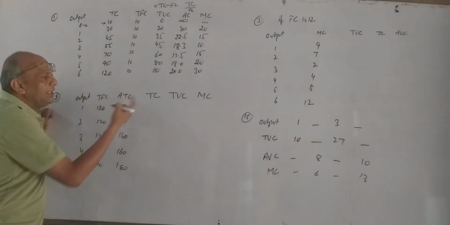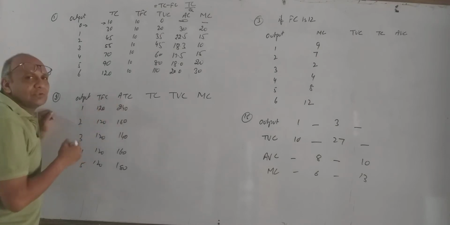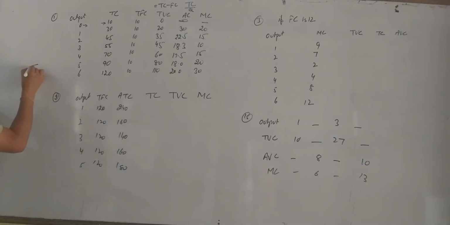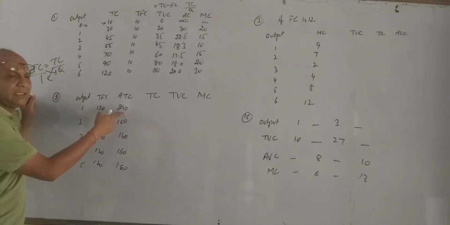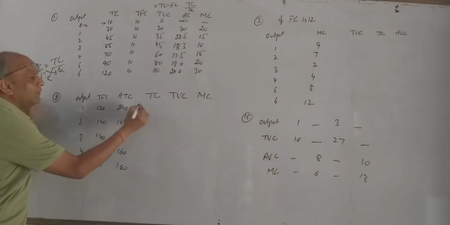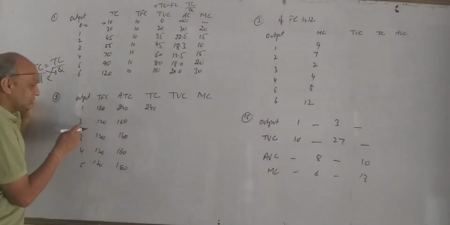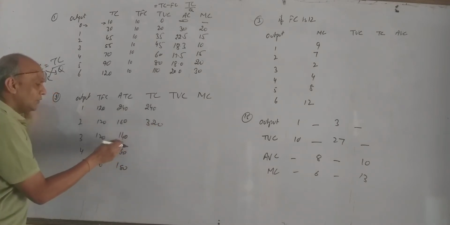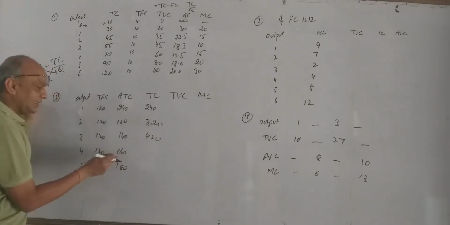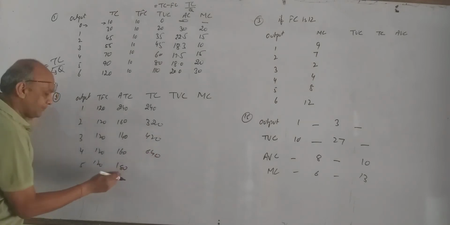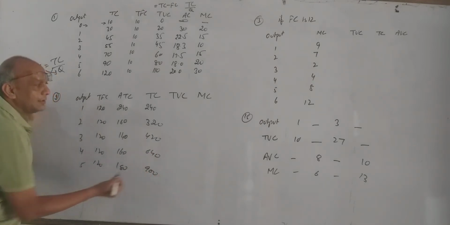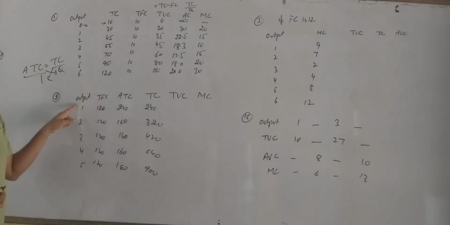So first of all we need TC. ATC is already given. As we know, ATC is equal to TC upon Q. Here let us cross multiply. So ATC into quantity will be TC. So here we have given ATC, this is quantity. So 240 into 1, 240, 160 into 2, 320, 140 into 3, 420, 160 into 4, 640, 180 into 5, 900. Average cost into quantity.